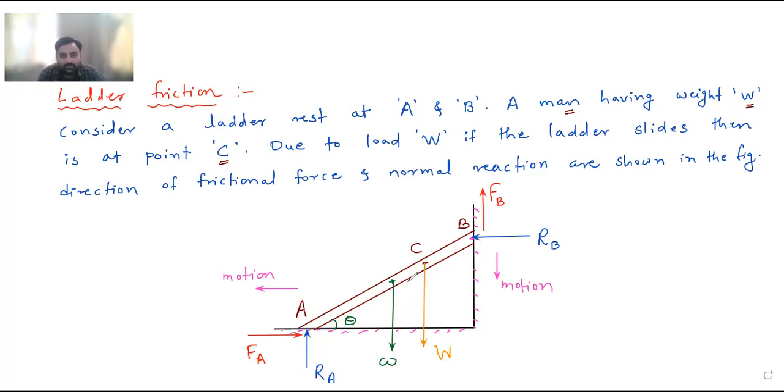This is the ladder. I have shown the frictional forces at the points A and B. I have shown the normal reactions at points A and B. I have also told you how the ladder slips, the direction of motion of point B and the direction of motion of point A. So we have studied this in these 5-10 minutes. Now if anybody is having any difficulty in this, you can ask me right now.